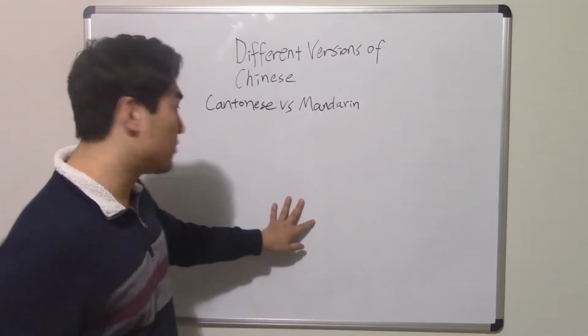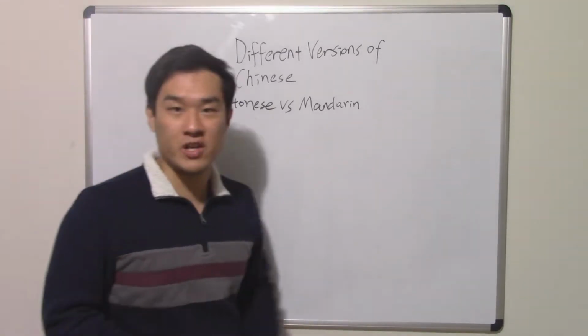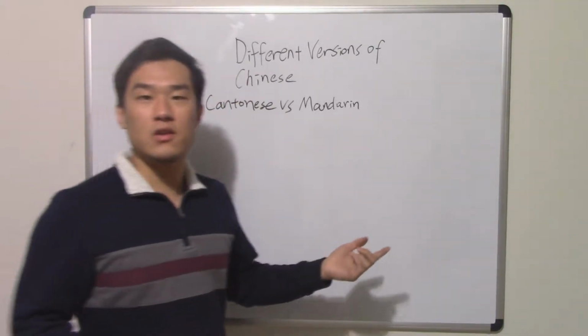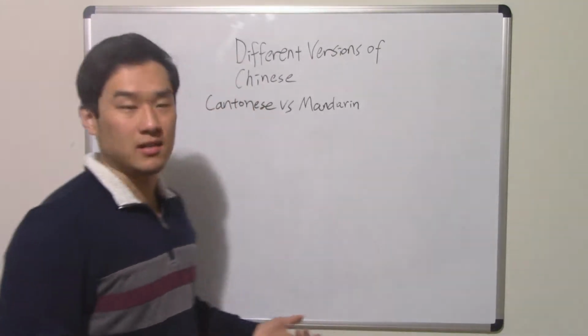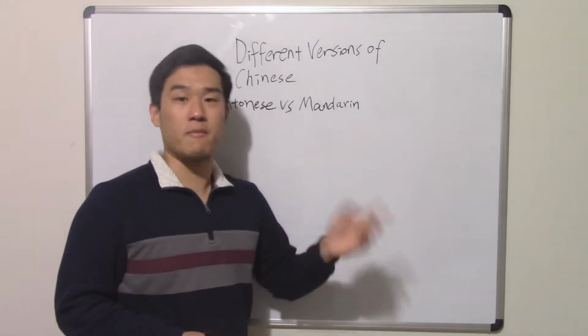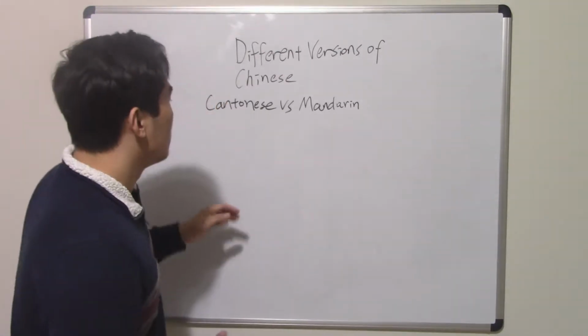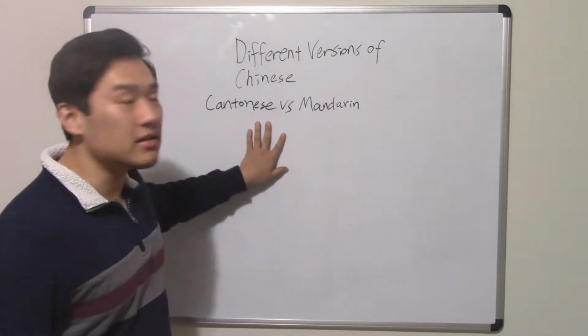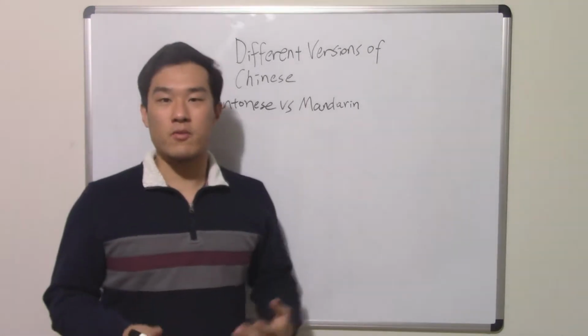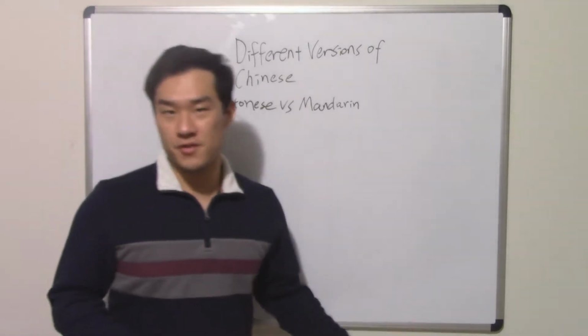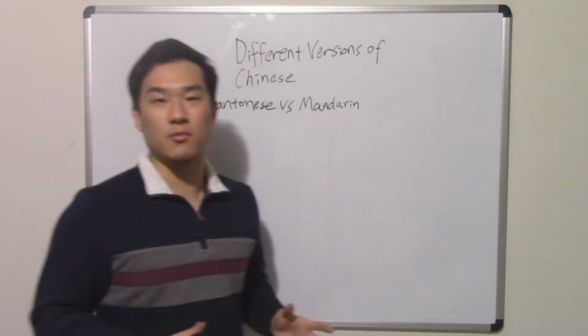In this episode I want to talk about different versions of Chinese. In the previous video I talked about the difference between simplified Chinese and traditional Chinese. If you haven't watched that video, make sure to go back and check it out. Today the topic will be Cantonese compared to Mandarin. I just want to talk about all this before we jump into any further lessons, so you have a general idea of what's going on.